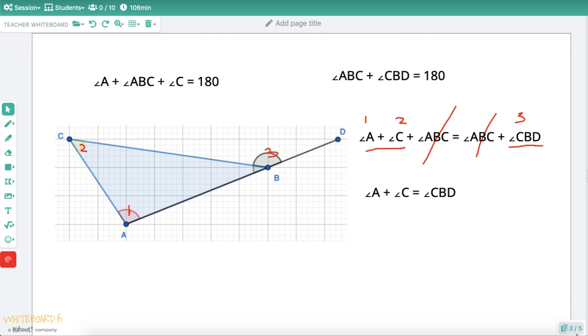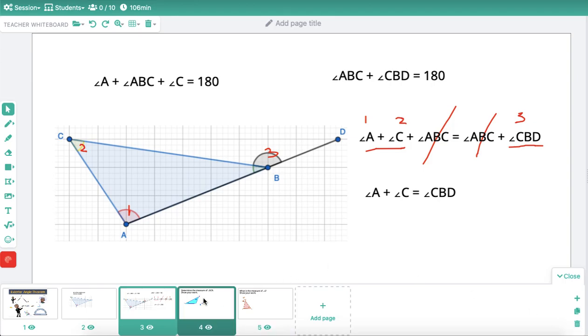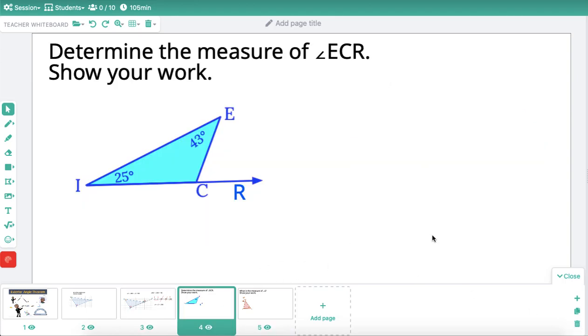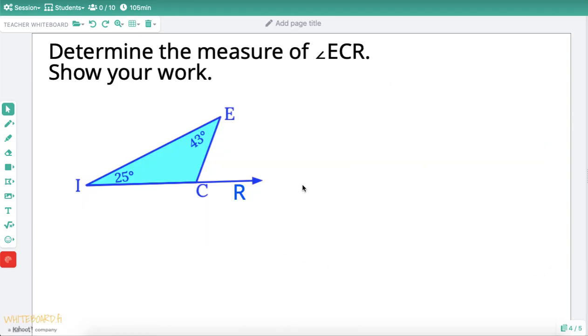But let's go into an example. All right, so as you see right here, we're being asked to determine the measure of angle ECR. So I'll go ahead and draw that out for us. That's this angle over here, ECR, because it goes from here, ECR. So that tells me I'm looking for this angle over here. Okay, this is what I'm looking for.